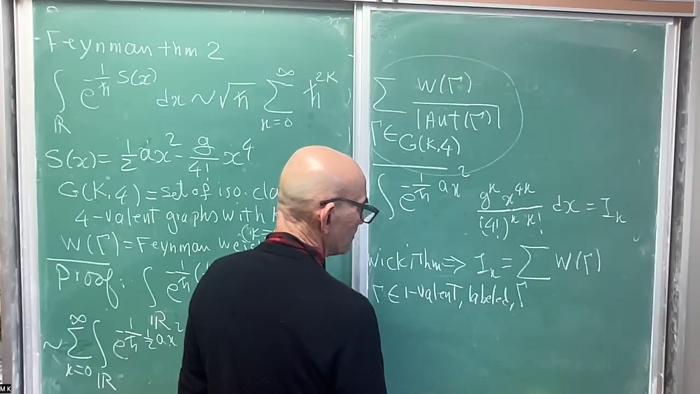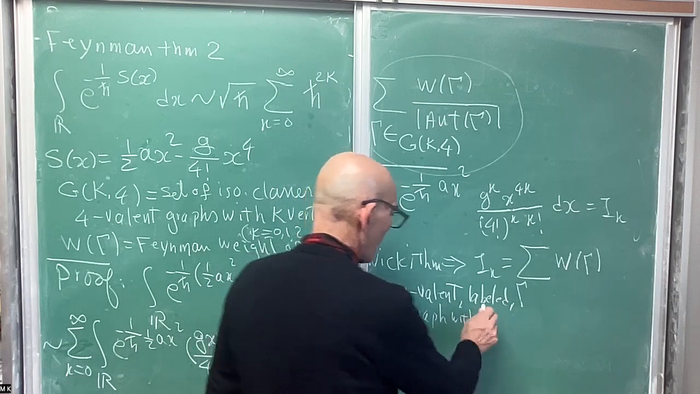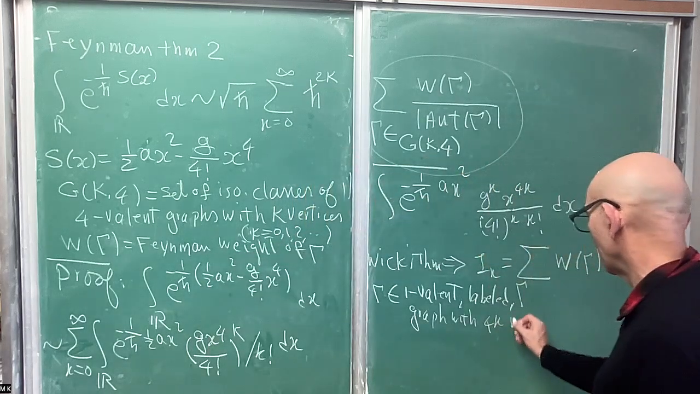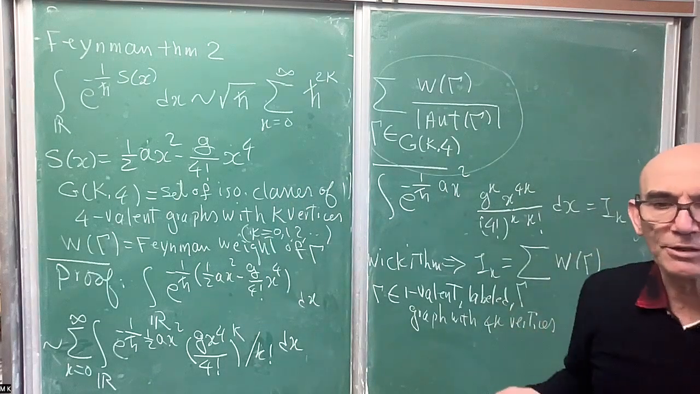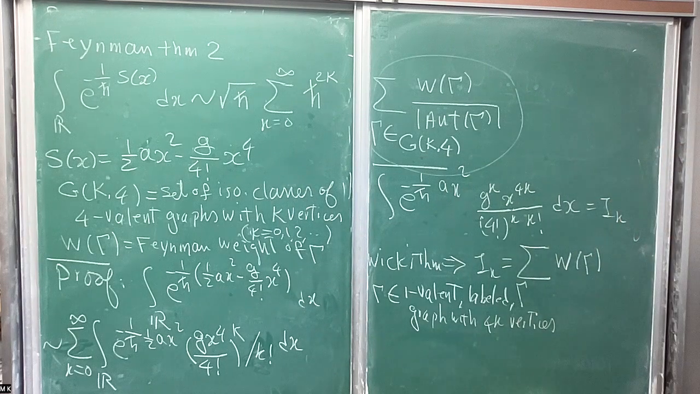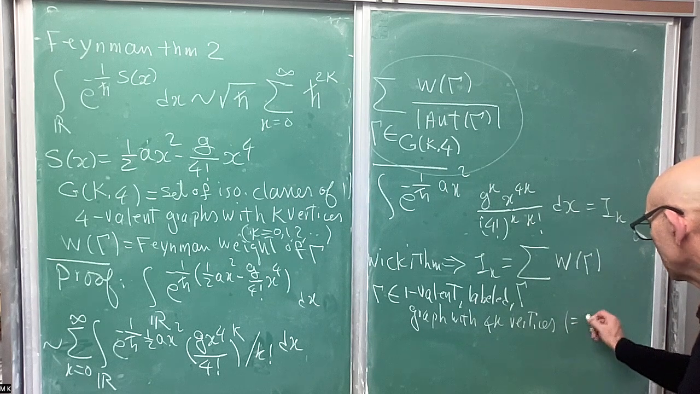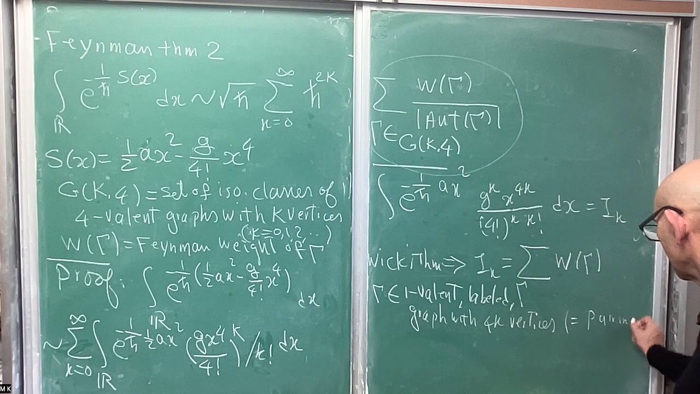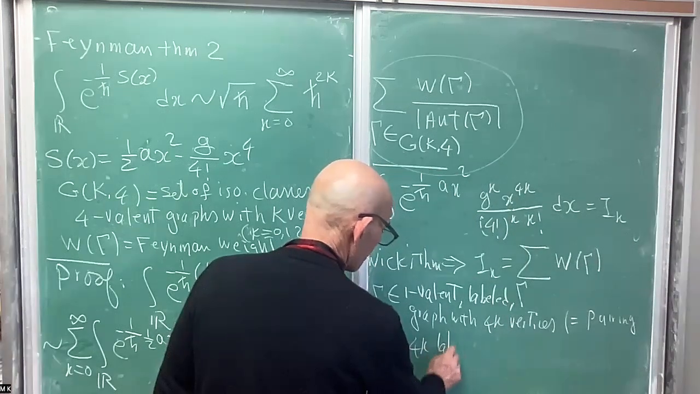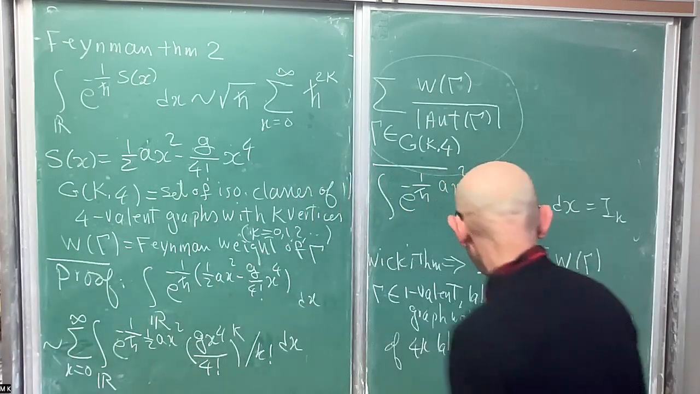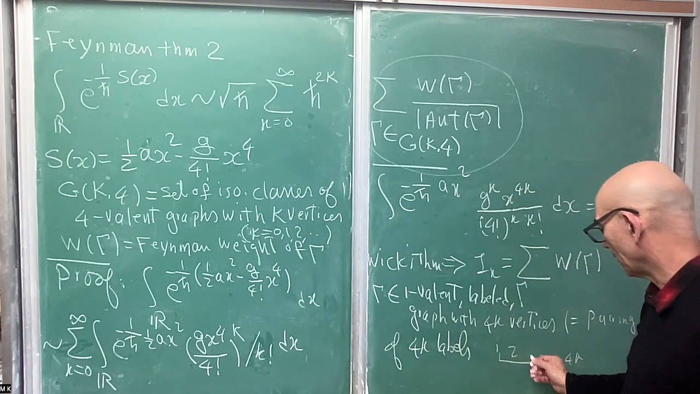One-valent labeled graphs with 4k vertices. So basically, in other terminology, these are called pairings of 4k vertices. So this is the set of pairings of 4k labels. You just take the numbers 1 up to 4k and create some pairings between them.